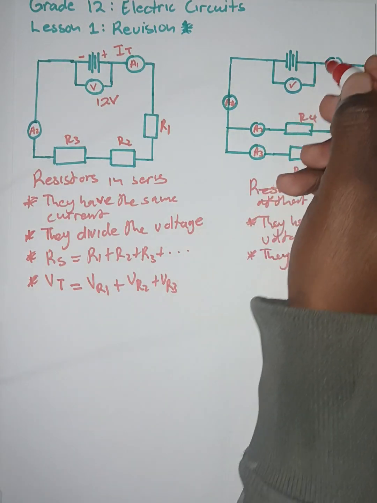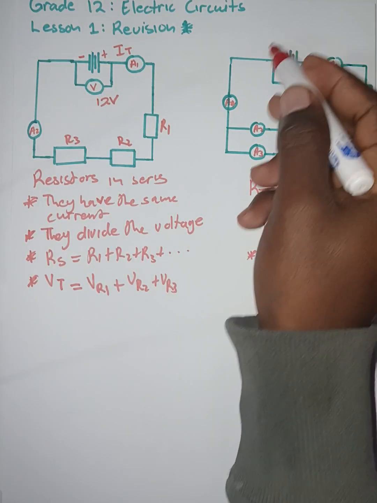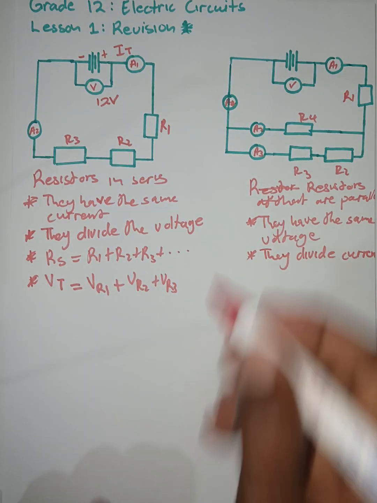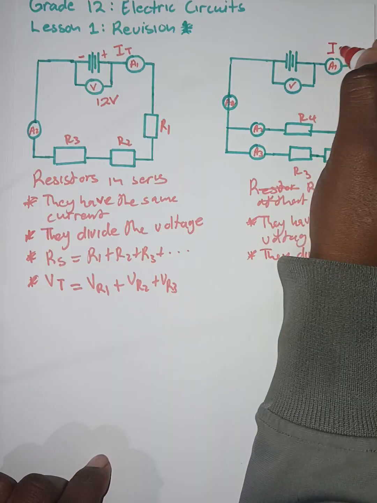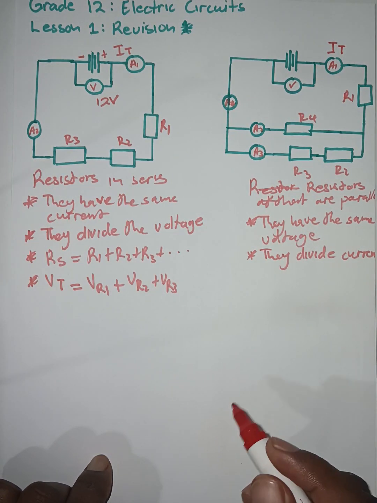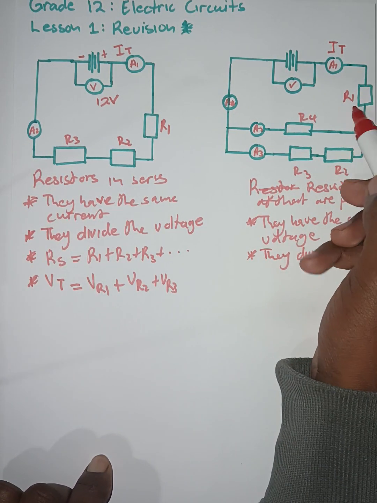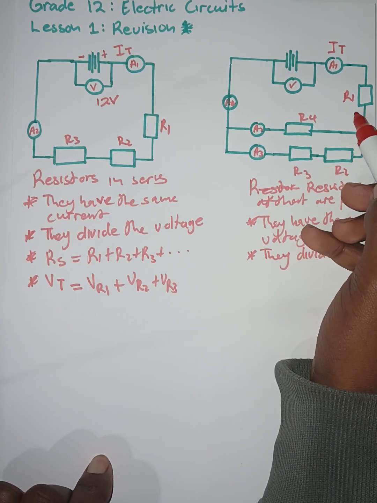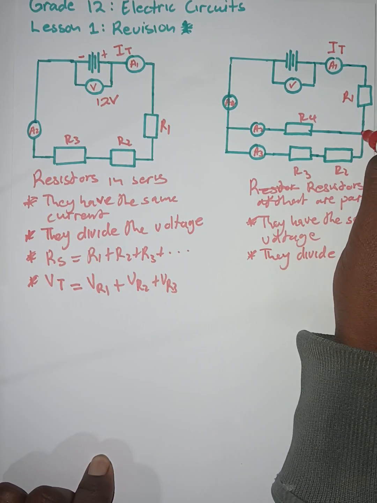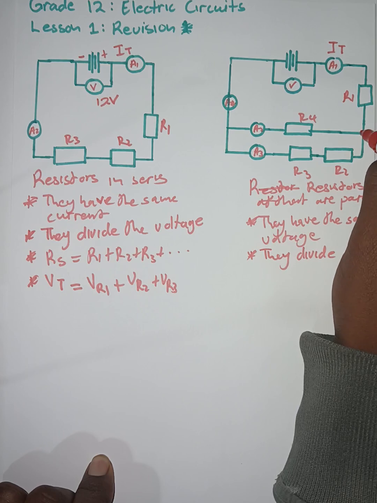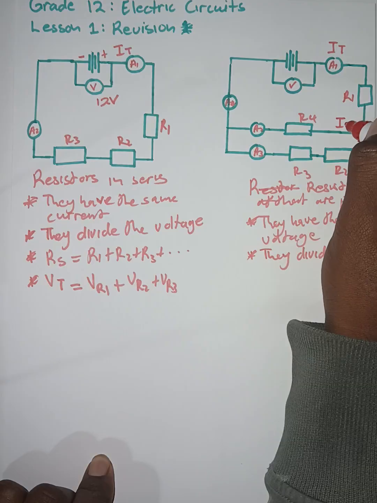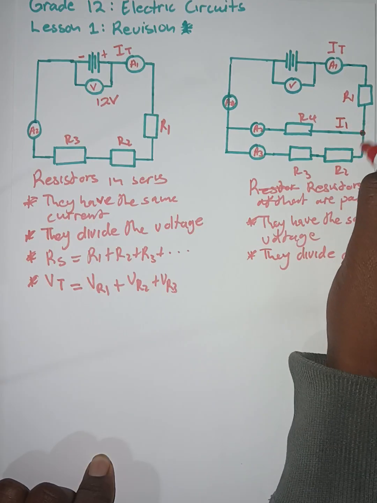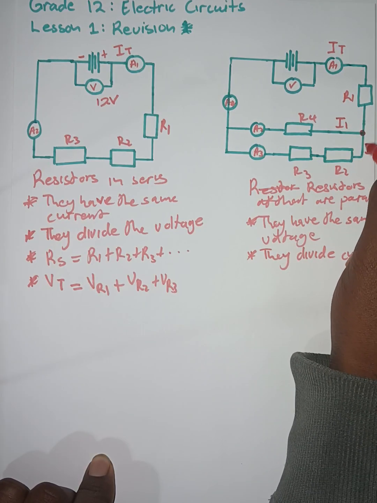Now remember, we said the current that comes out of the battery would be I total, right? So the current that the ammeter there would be reading is I total. And the current passing through R1 would be the total current. But when it gets to this node here, this is when your current splits. Some of the current would travel in that direction, which I'm going to call I1, and some would travel in that direction there, which I'm going to call I2.